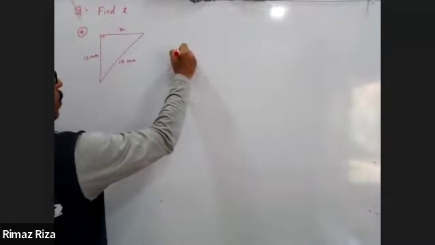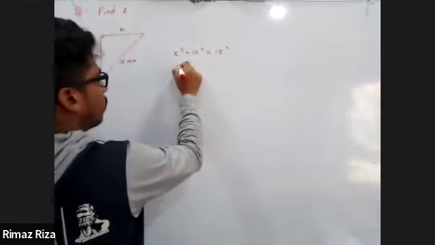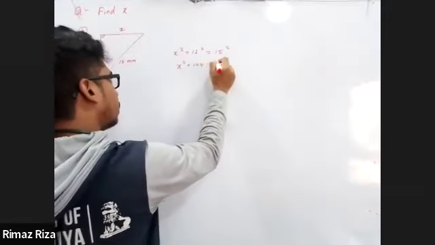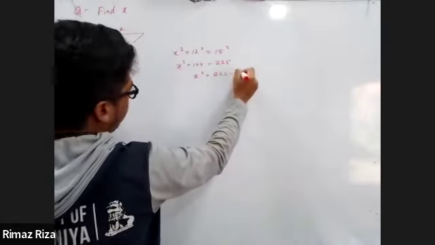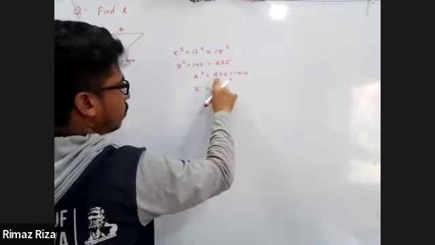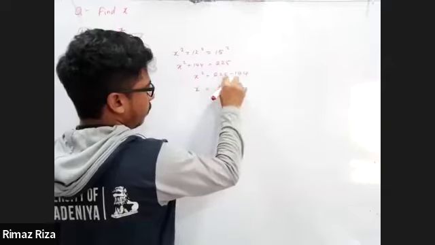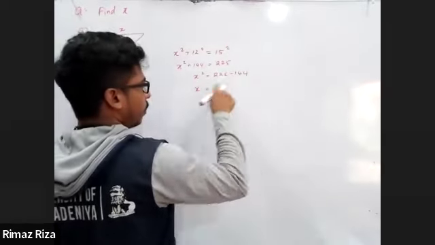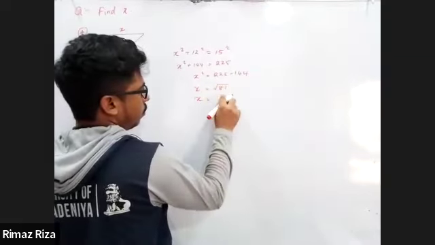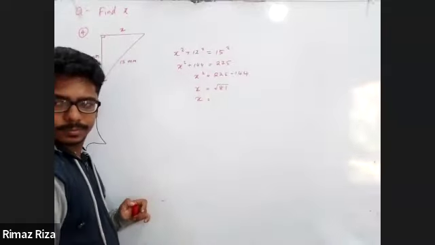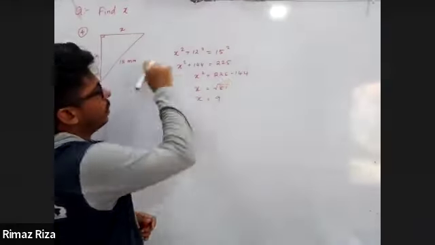Okay, so here we have x squared plus 12 squared is equal to 15 squared. So x squared plus 144 equals 225. So x squared is equal to 225 minus 144. 225 minus 144 is 81. So x equals the square root of 81, which is 9 units, millimeter.